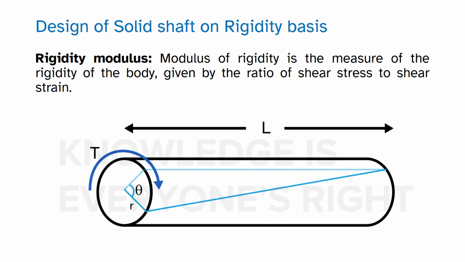Let's see how to design a shaft based on rigidity basis. Again, a bit on the materials topic. Any material has this property called rigidity modulus. It is the measure of rigidity of the body, and it is computed as the ratio of shear stress to shear strain. Consider a shaft subjected to a torque as shown in the illustration below.